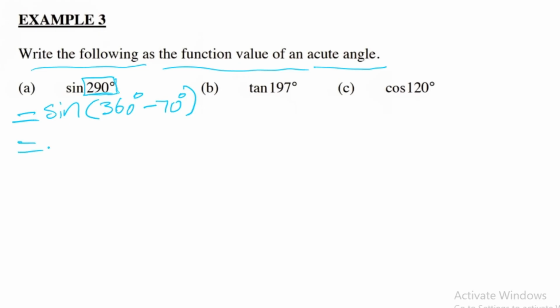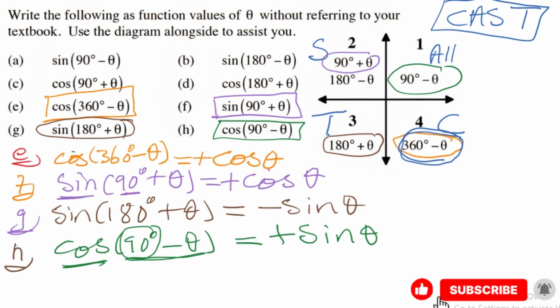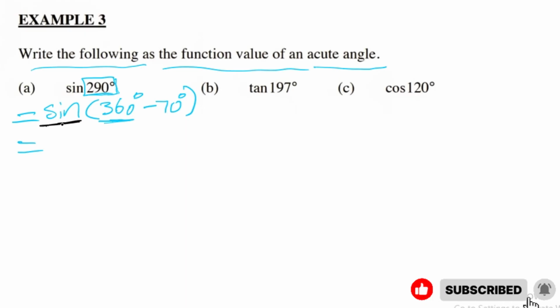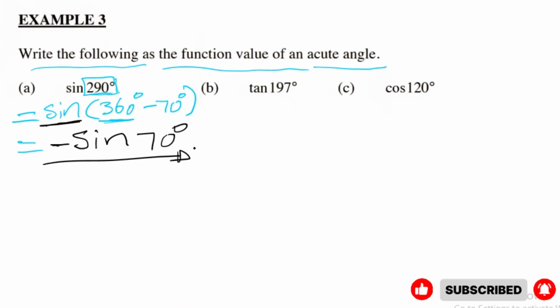So now I need to check where I've got 360 minus an angle, right? So 360 degrees minus an angle, it's on the what? It's on the fourth quadrant, and only cos is positive there. So that means sine is negative, so we write negative sine 70 degrees. That right there becomes the answer.